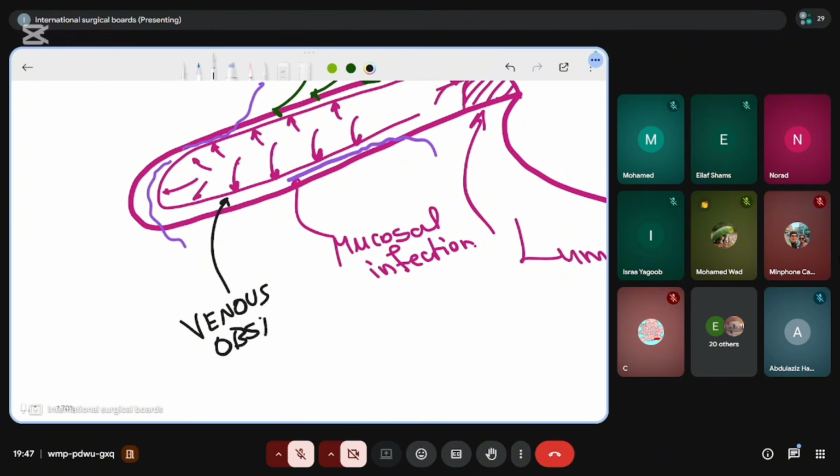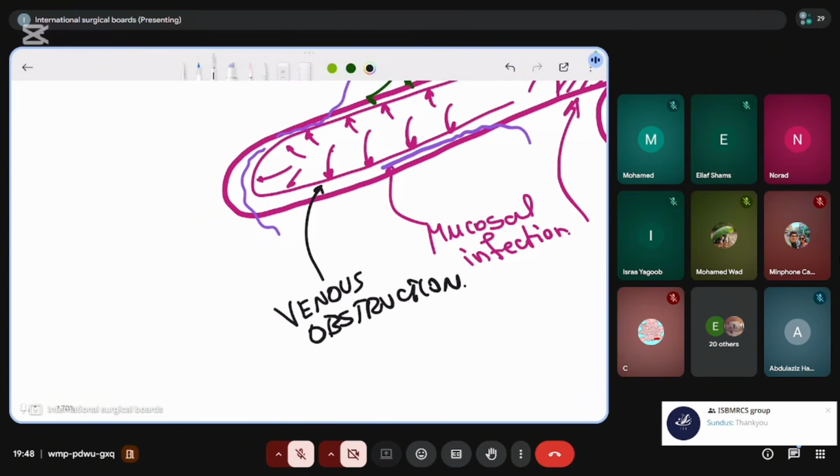But things become even worse. When the veins are obstructed, there's also congestion. And that adds more to the pressures, such that there will come a point where those pressures overcome the arterial pressure. And here, even arterial inflow is obstructed and ischemia is worsened even further, right? So the next step will be arterial obstruction.